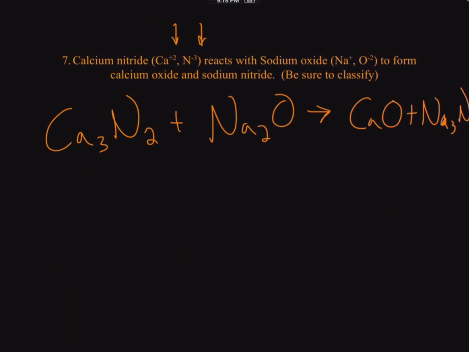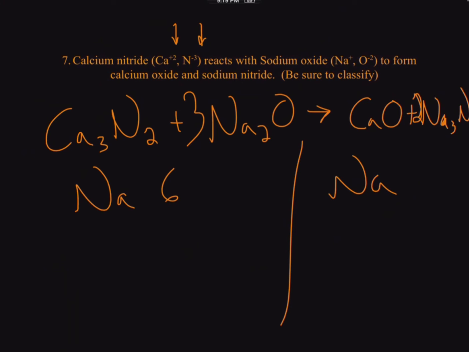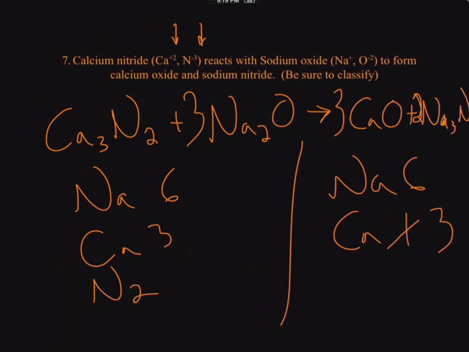So to balance, I have 2 sodiums on the left. I want to have 2 times 3 gives me 6 sodiums. 3 times 2 on the left gives me 6 sodiums on both sides. So sodium is now 6 after I add those coefficients. The calcium is 3 on the left, and it's 1 on the right. So I'm going to put a 3 here. That gives me 3 calciums on both sides. The nitrogen is 2 on the left, and because I've already put a 2 over here, I've got 2 nitrogens on the right.